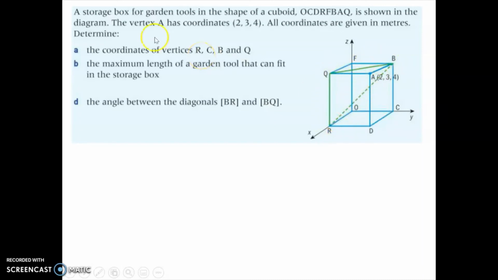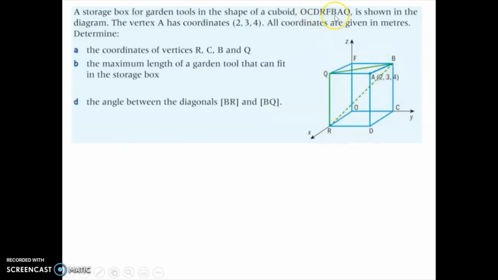Let's read the problem. We have a storage box for garden tools. It is in the shape of a cuboid. A cuboid represents any 3D box-like shape, okay? And then it gives the name of the cuboid with all these letters. Basically, all the vertices are listed, okay? And notice the vertices are listed in an order, O, C, D, R, and then F, B, A, Q. So the order, notice, shows you around the base first and then around the top.